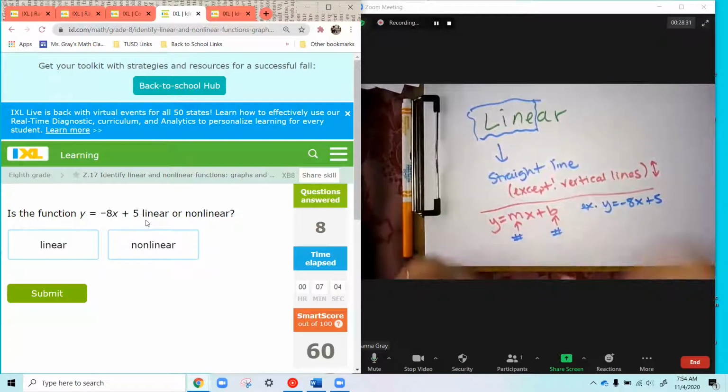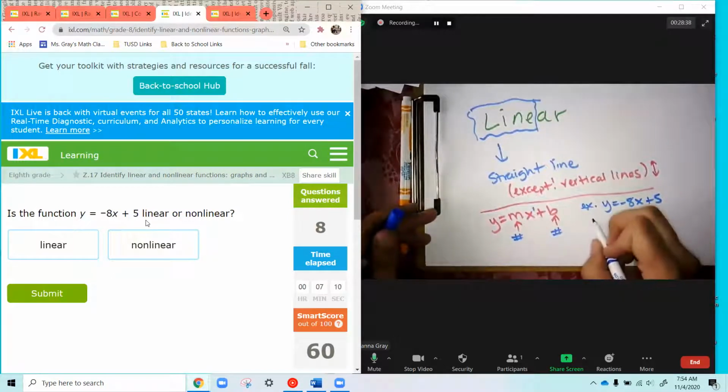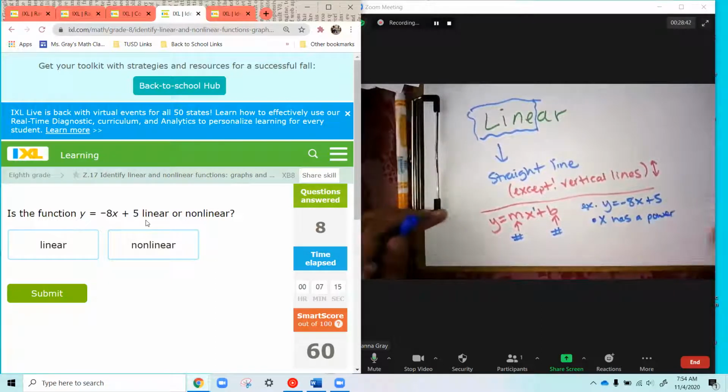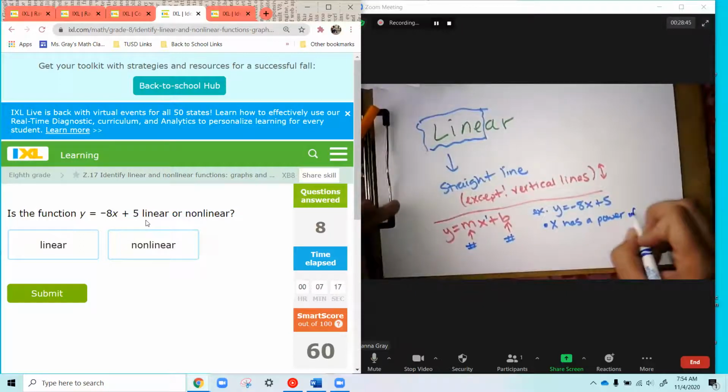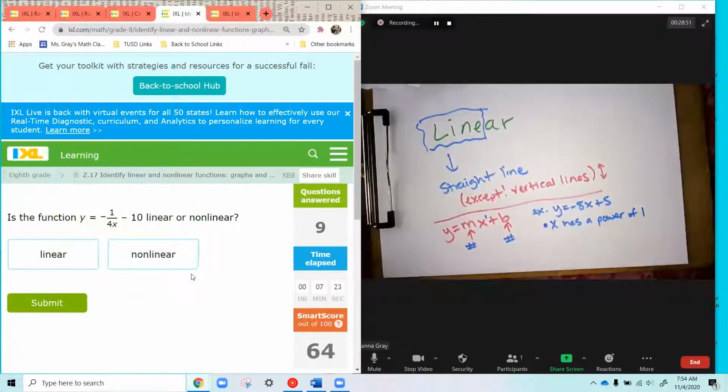Basically, x has a power of 1. There is no other power. So x has an exponent of 1. So that's one way to tell. So this is linear. This is not because x is on the denominator. So x also has to be on top, like in a normal situation, whereas here you're dividing by x in this example.